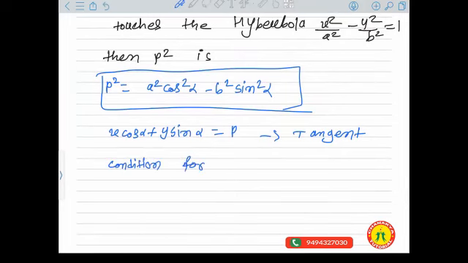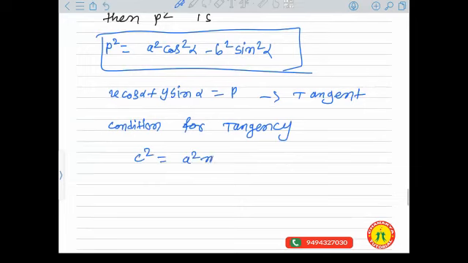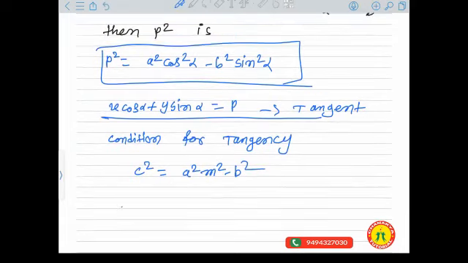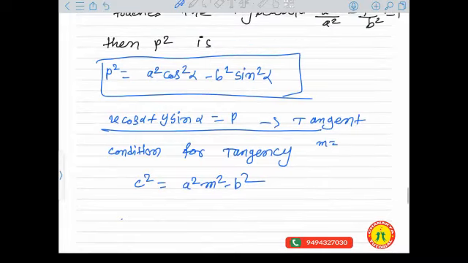If this line is to be a tangent, it must follow c square equal to a square m square minus b square. So from this line we can say m is equal to the slope of the tangent line, minus cos alpha upon sin alpha. Got it?